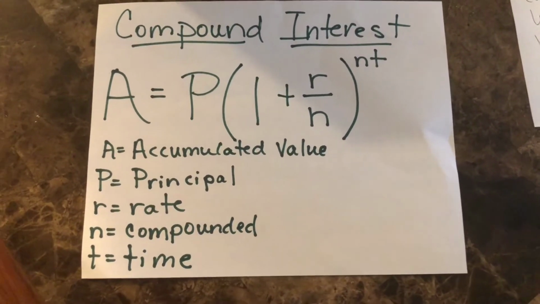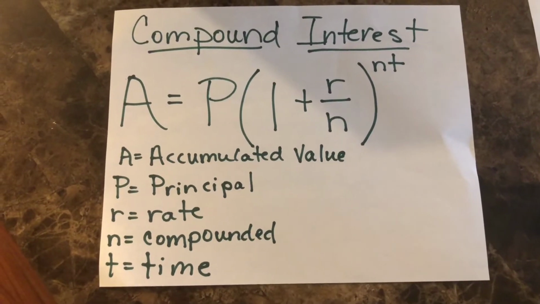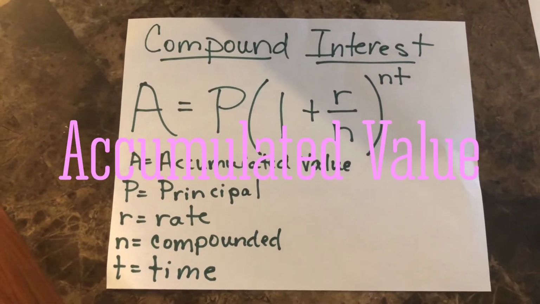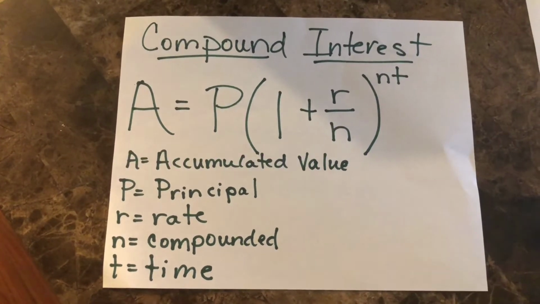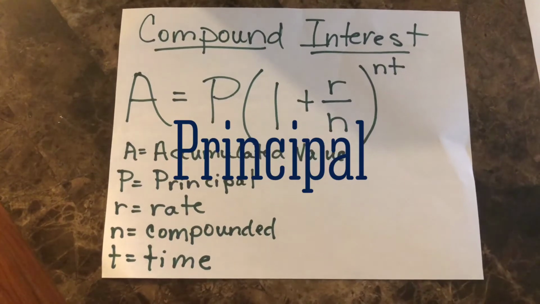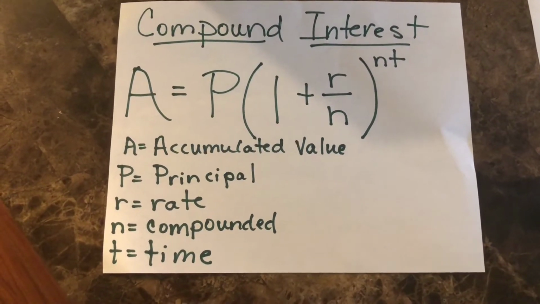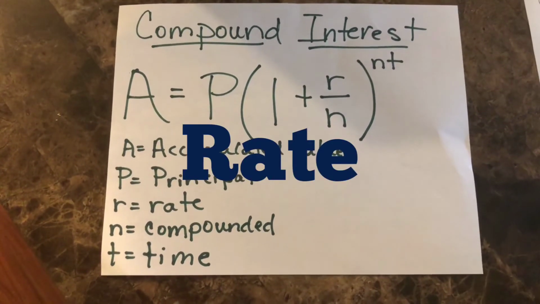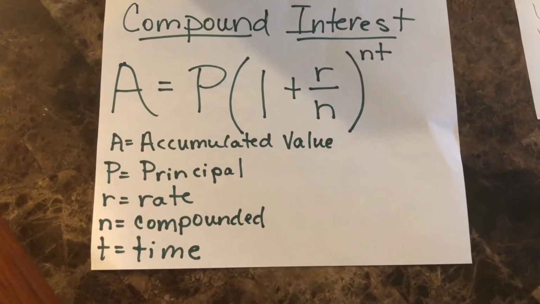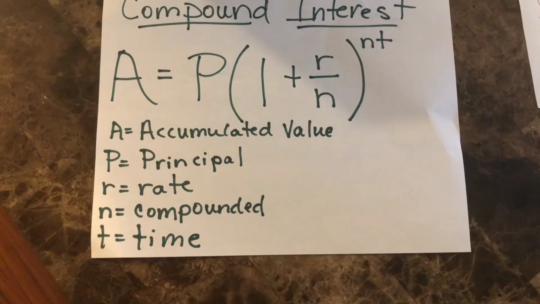So we went over a couple of definitions of the variables, and A means accumulated value. That's how much we're going to gain altogether. P is the principal, how much we put in. R is the rate, should be a percent. And we looked at time, but we didn't look at N, which is compounded.